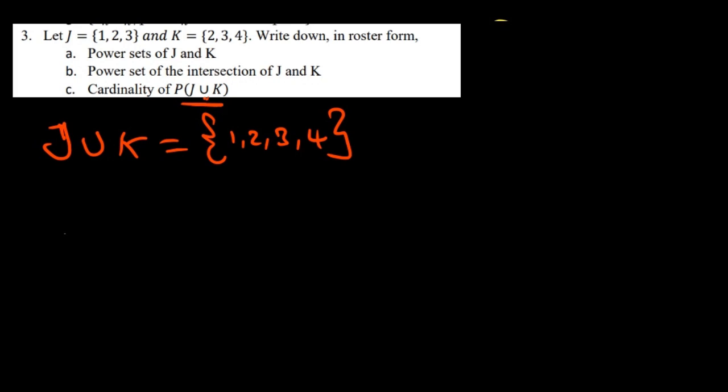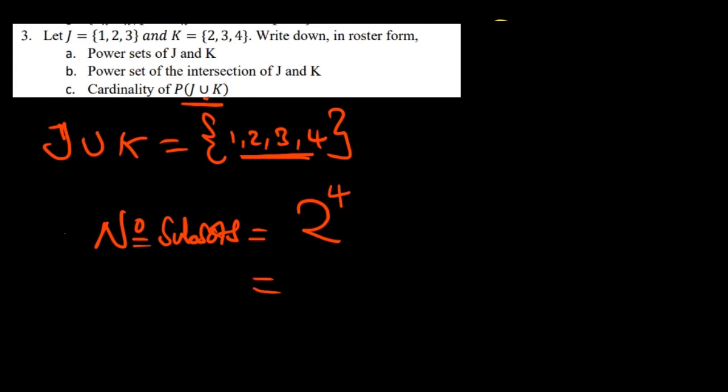J union K. So we're going to say number of subsets, or the cardinality, is the same thing. It's just going to be equal to 2 to the power n, where n is the number of elements here. So the number of elements here is just 4. So 2 to the power 4 is going to give me 16. So the cardinality of the power set of J union K will just be what? 16.